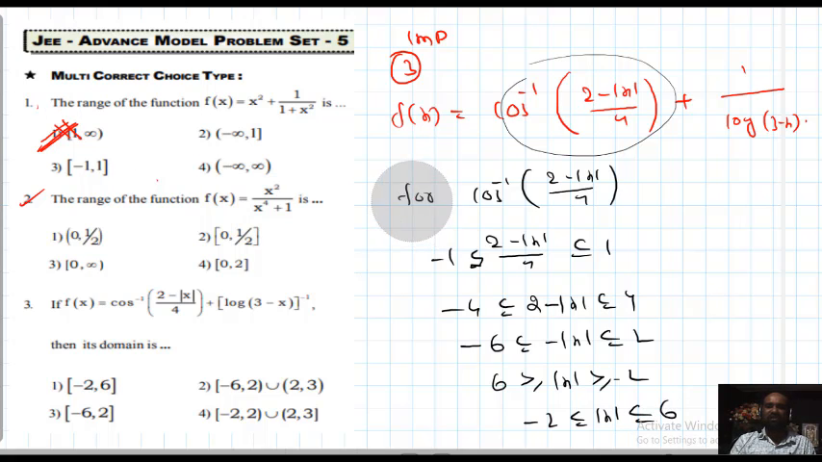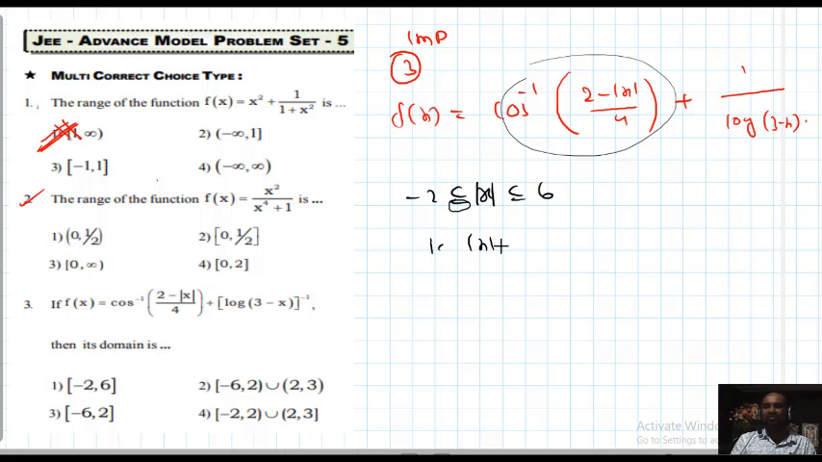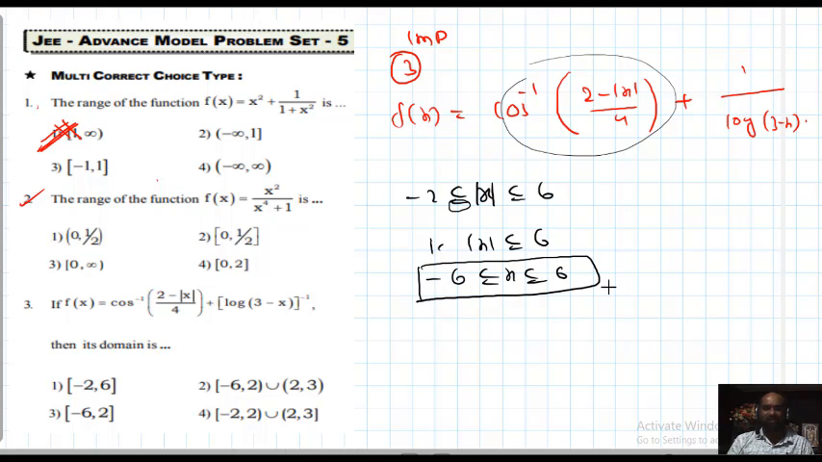Okay friends, here I want to erase all these things. What you got is minus 2 less than or equal to mod x less than or equal to 6. What is the meaning of that? Mod x is always greater than minus 2 anyway, so the lower bound won't matter. So the x value should satisfy mod x less than or equal to 6, meaning minus 6 less than or equal to x less than or equal to 6. This is the domain of the first function.